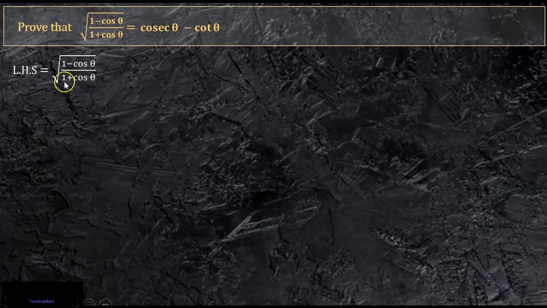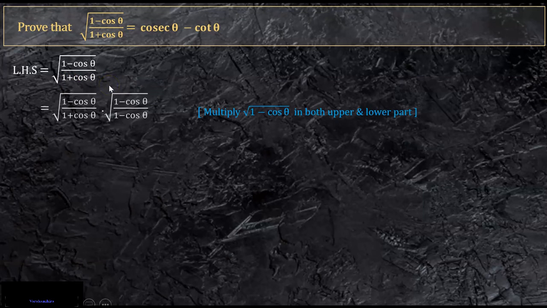Okay, just to do that, maybe we can convert this lower part to 1 minus cos square theta. Okay, because we know that 1 minus cos square theta equal to sin square theta. So to do that, what we have to do? We have to multiply both upper and lower part with root 1 minus cos theta. Okay, so then the upper part will become root of 1 minus cos theta whole square, and the lower part will become root 1 minus cos theta into 1 plus cos theta. Okay, so the lower part will become root 1 minus cos square theta, and the upper part will become 1 minus cos theta, as there is a square root of a square, right? So ultimately this will be adjusted.